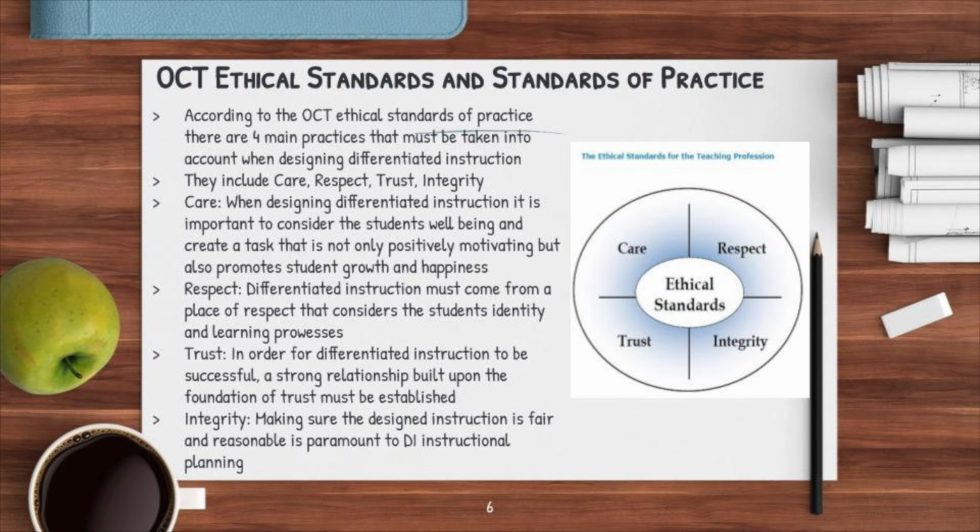Starting with care. When designing differentiated instruction, it is important to consider the student's well-being and create a task that is not only positively motivating, but also promotes student growth and happiness. Respect. Differentiated instruction must come from a place of respect that considers the student's identity and learning prowesses. Trust. In order for differentiated instruction to be successful, a strong relationship built upon the foundations of trust must be established between teacher and student. Integrity. Making sure that designed instruction is fair and reasonable is paramount to differentiated instructional planning.